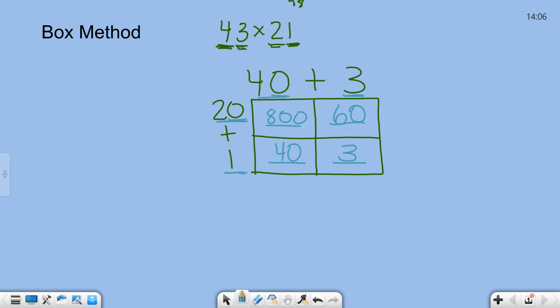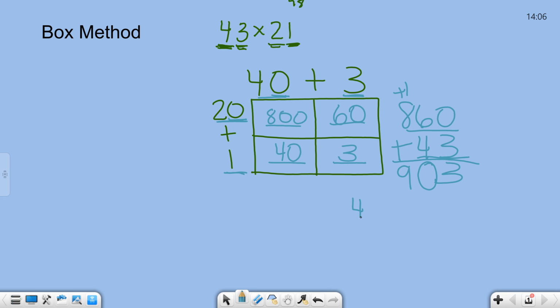Then I add up all my products. 800 plus 60 is 860. 40 plus 3 is 43. Start at the ones. 3 plus 0 is 3. 6 plus 4 is 10. Down my 0, regroup my 100. 800 plus 100 is 900. 903.